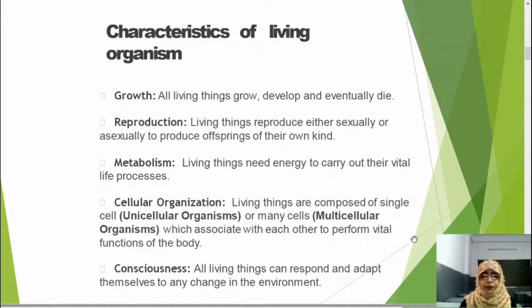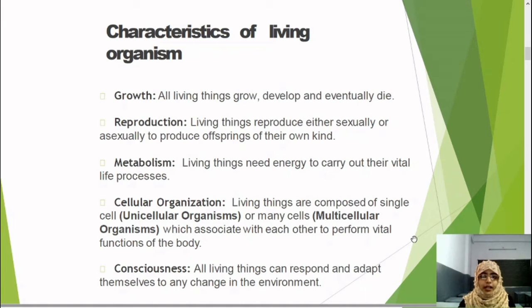Next, metabolism. What is metabolism? Living organisms depend upon food and energy for their survival. Whenever we eat food, it is digested and metabolized into some other ingredient so that it can be utilized by our body. For example, the food we eat cannot be utilized directly by our body. It is converted into blood or some other component, so that it can be taken by different organs and utilized.